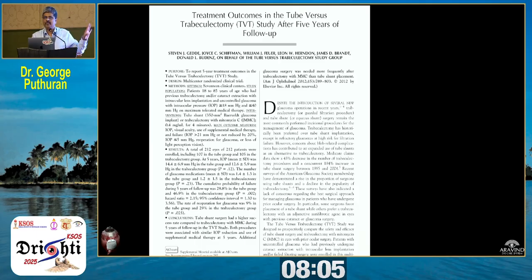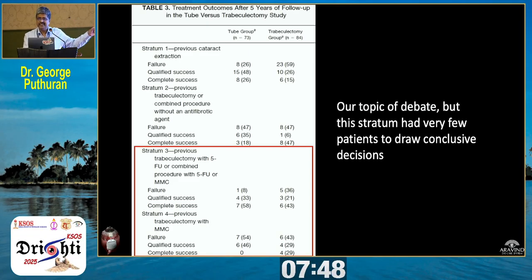The study group took patients who have had phacoemulsification and/or filters, and then randomized these patients into one group that gets a trabeculectomy with mitomycin, and the next group that gets a Baerveldt 350 implant. This is actually stratum 3, and most importantly stratum 4 in this group is very pertinent to the dilemma we are discussing today. But the sad part is they had very few patients here to draw conclusive decisions.